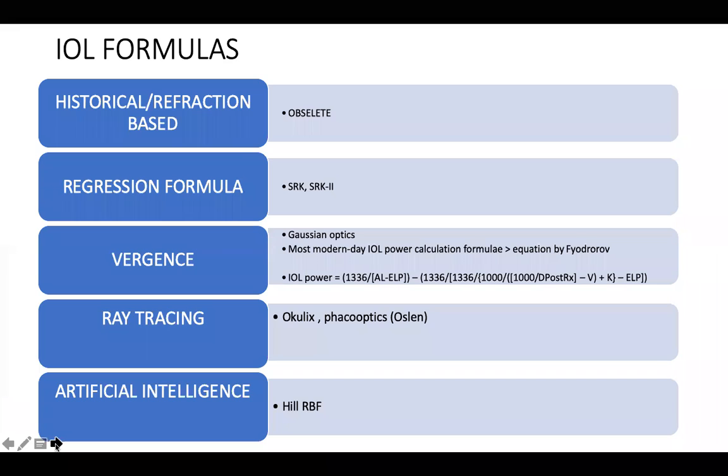So now that we've acquired our readings, the next big question is what IOL formulas to choose. The older classification of IOL formulas was based on the historical refraction-based method, which is now obsolete. Then you have the regression-based formulas, which are the SRK1 and SRK2. And then you have the Vergence formulas. Most of the modern day IOL formulas are based on the Vergence formulas, which use Gaussian optics or the Fyodorov equation. The newer methods are ray tracing, which is the Okulix formula, and artificial intelligence, which is the Hill-RBF formula. Let us have a closer look at all of these ahead.